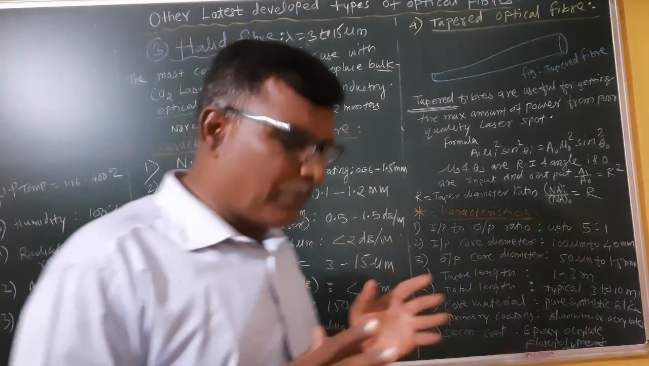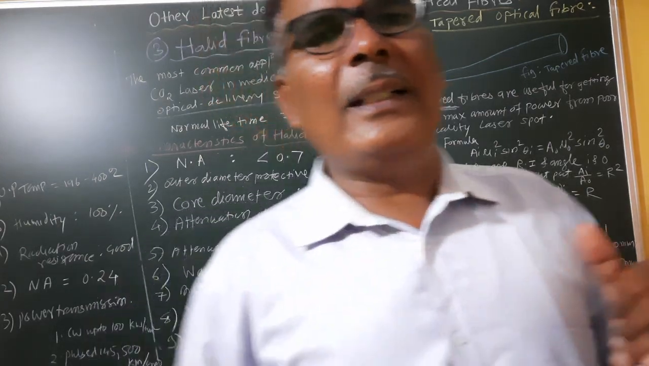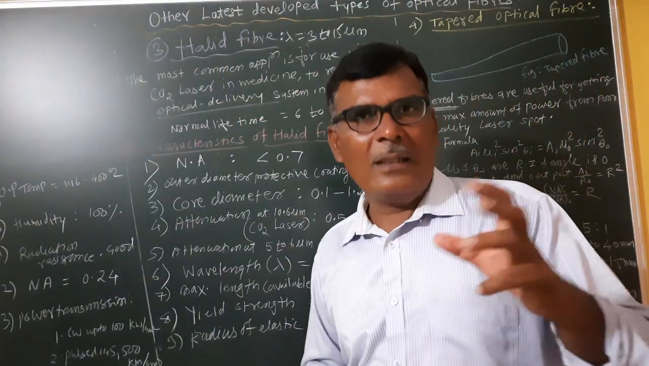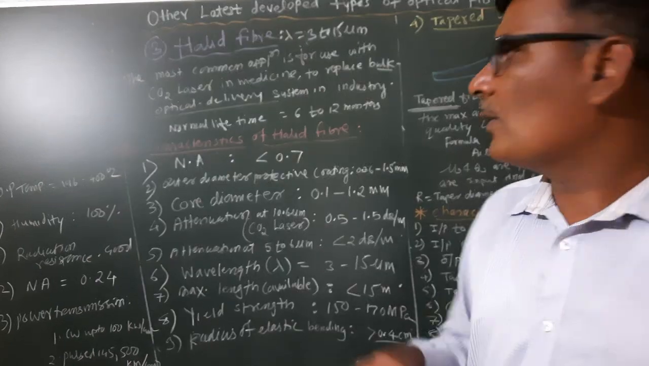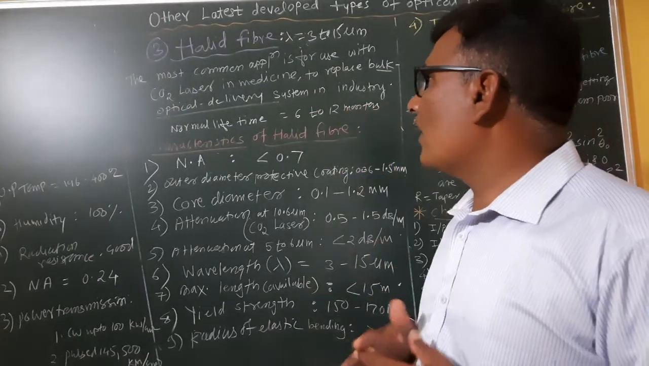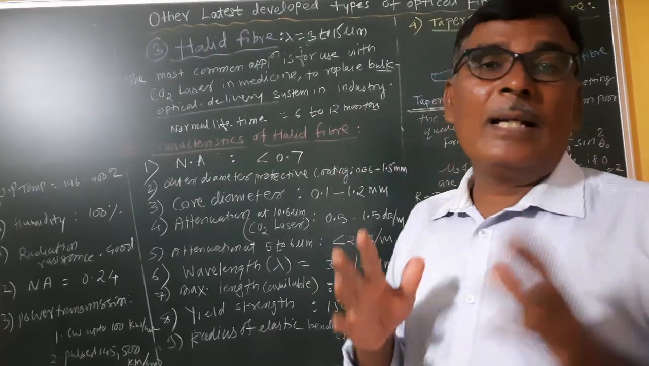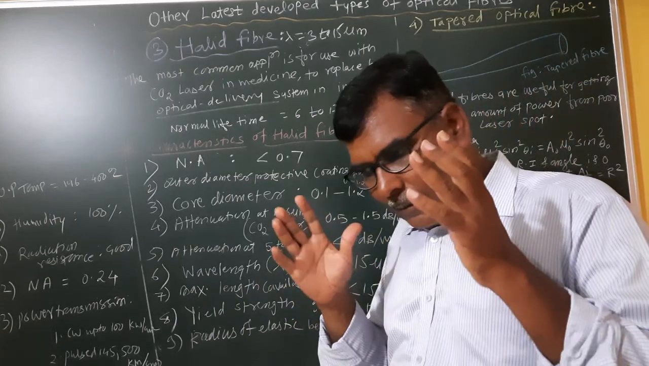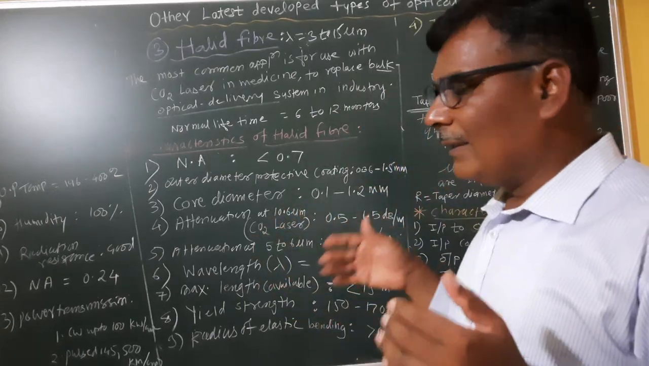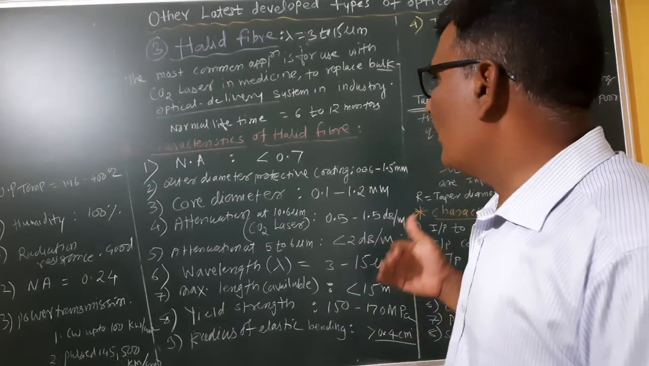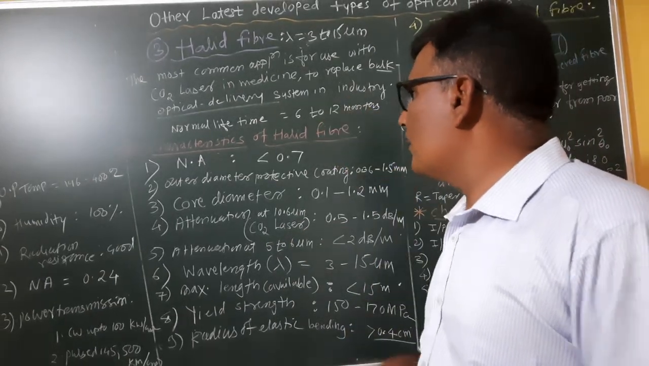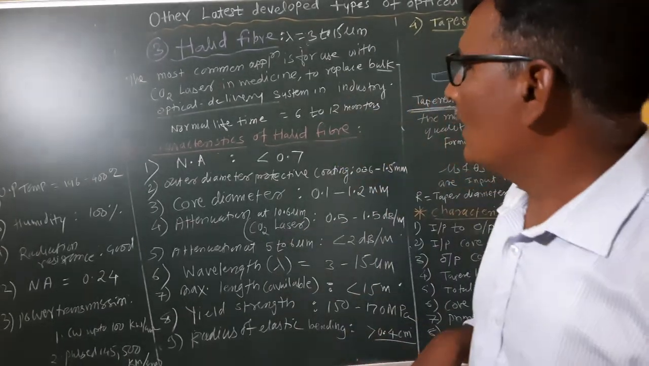And the normal lifetime of such a fiber is very short, about 6 to 12 months. It is the normal life for the halide fiber. A question may be asked on that: what is the normal lifetime for the halide fiber? Halide fiber has a lifetime of about 6 to 12 months. That also depends on the handling of the optical fiber, but we have to take 6 to 12 months as the normal lifetime.